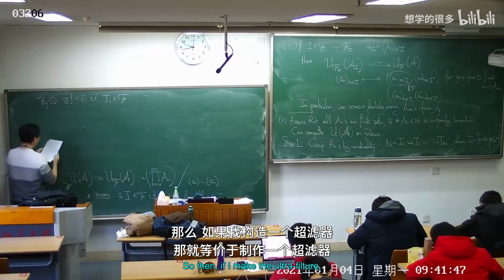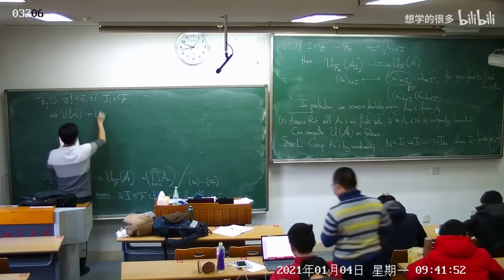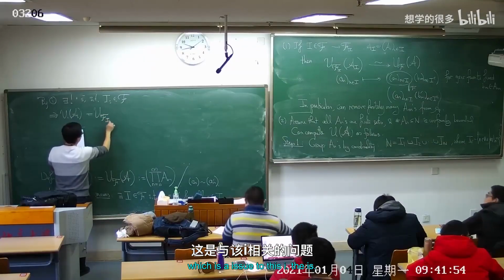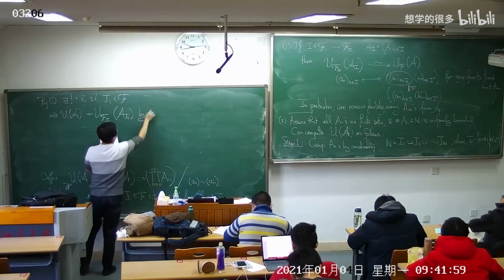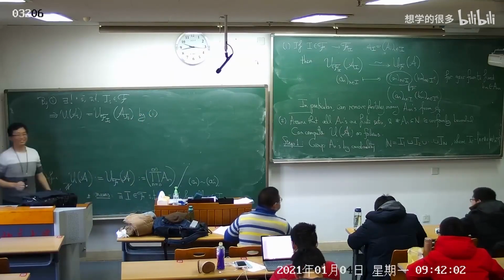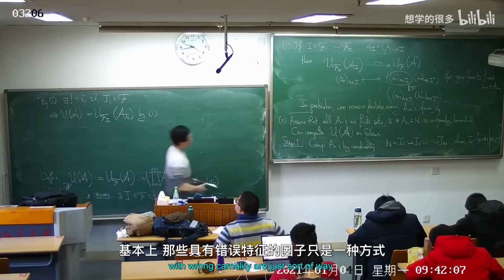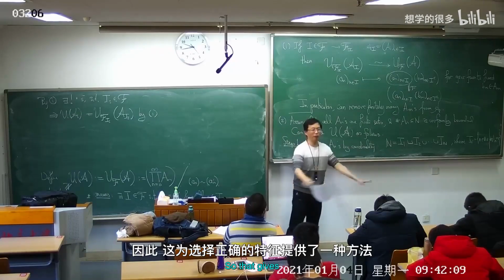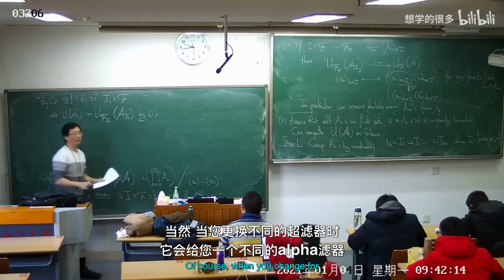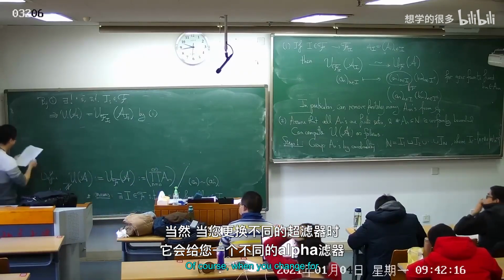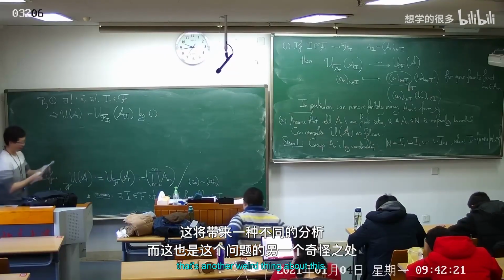So then, if I make the ultrafilter, that's the same thing as making an ultrafilter which sticks to this IS of AIS. I will just discuss. So basically, those factors with wrong cardinality are thrown away. So that gives a way to pick out the right cardinality. Of course, when you change to a different ultrafilter, it will give you a different answer when you take this product. That's another weird thing about this table.